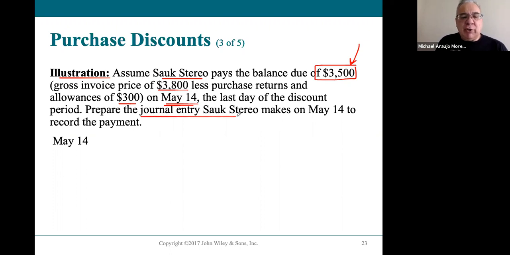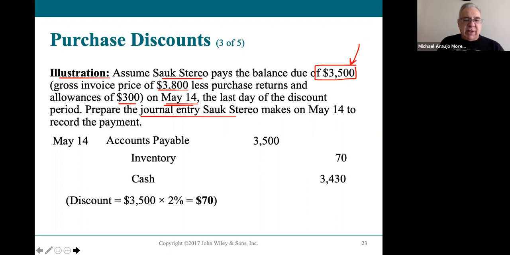So how would the journal entry look on Salk Stereo's books? Again, they're the buyer. Well, the first thing they would do is they would say that their accounts payable has been paid. So they would debit accounts payable. They would cut a check for $3,430.